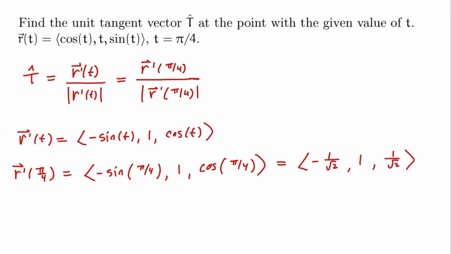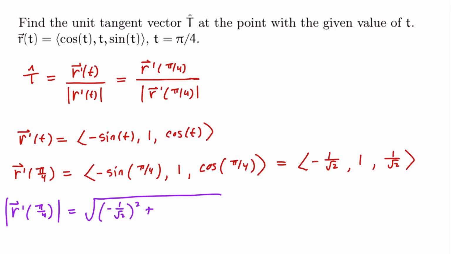So that will be the piece we're going to put in the numerator. Now for the denominator, we're going to find the magnitude of this vector r prime at pi over 4. So I take that vector and find its magnitude. That's going to be the square root of each component squared, and then we add them up. So we'll do the first component, negative 1 over square root of 2 squared, plus 1 squared, plus the third component, 1 over square root of 2 squared.